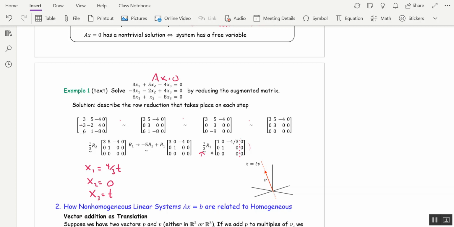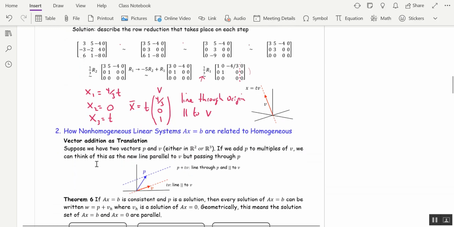So my solutions look like x bar equals t times (4/3, 0, 1). That's the vector. The (4/3, 0, 1) is the vector v that you see in the picture there. I can visualize this as a line through the origin parallel to v, because it's all multiples of v. Multiples of v are parallel to v. So now we want to talk about how this same system, if I switch the 0, 0, 0s to a b, how the solution of that system would be related to the solution of the homogeneous system.